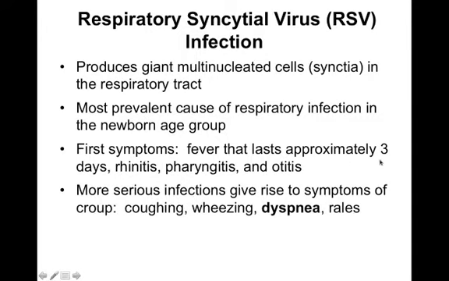First symptoms are fever that lasts approximately 3 days, rhinitis, pharyngitis, and otitis. And then more serious infections give rise to symptoms of croup. So coughing, wheezing, dyspnea, and rales. Dyspnea is shortness of breath. And rales is kind of a crackly sound inside of the lungs. So most causes of croup are actually caused by Haemophilus parainfluenzae. However, a significant portion of them are actually caused by respiratory syncytial virus in young children.